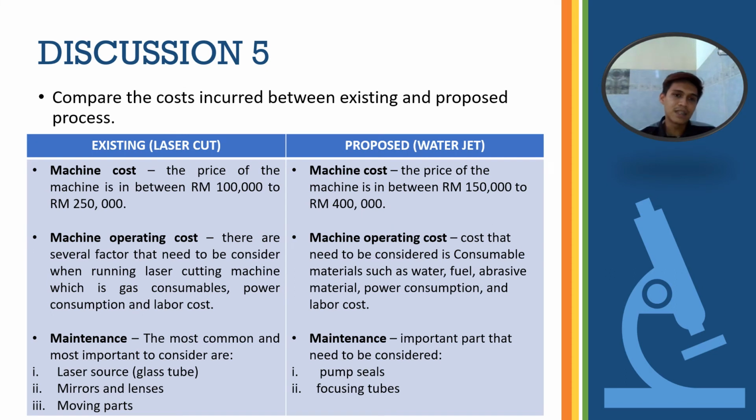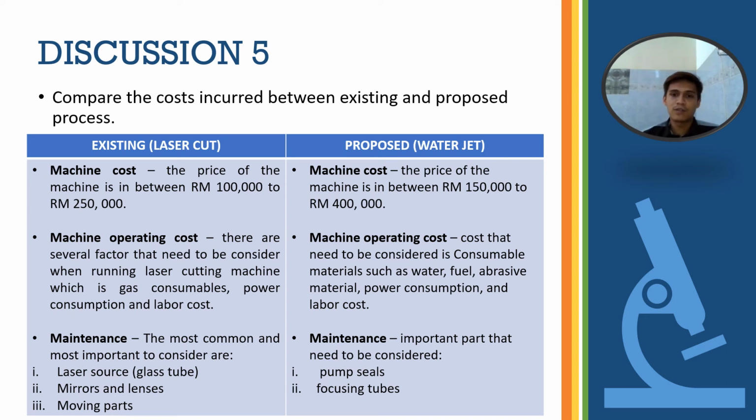And then for discussion number 5, which is the cost comparison between the existing and the proposed process. For the laser cut machine, the price is between 100,000 to 250,000. Then the machine operating costs that need to be considered when running the cutting machine are gas consumables, power consumption, and also labor cost. For the maintenance, the most important parts that need to be considered are the laser source or glass tube, mirror and lens, and also moving parts.